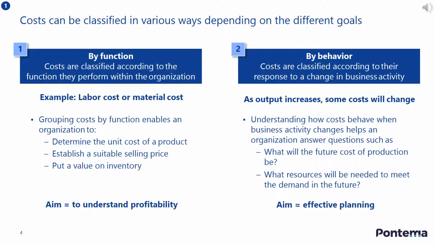For example, if output increases, then some costs will change, and an organization will need to know what the future cost of production will be, or what resources will be needed to meet future demand. Let's look at these cost classifications in more detail.